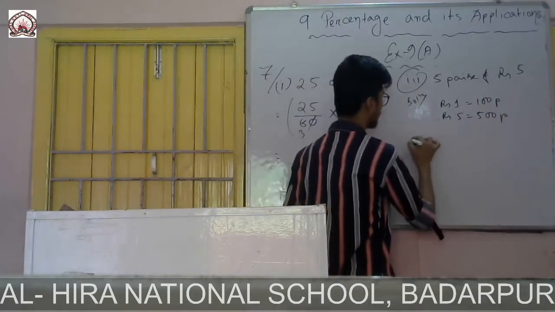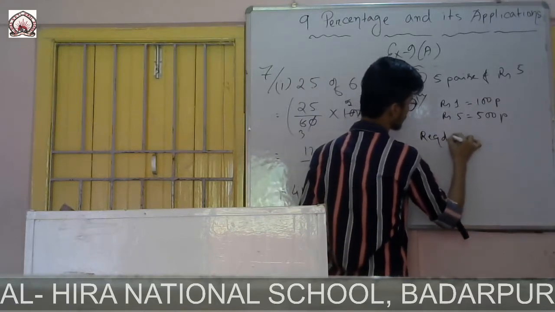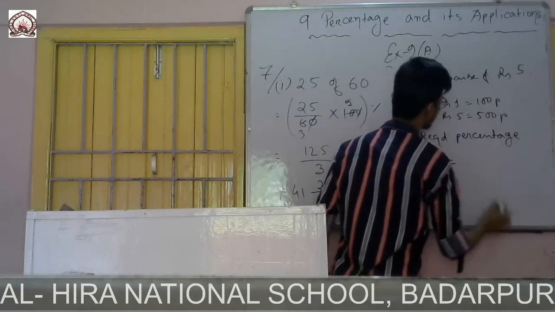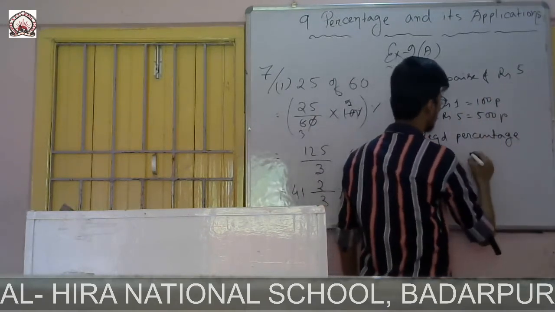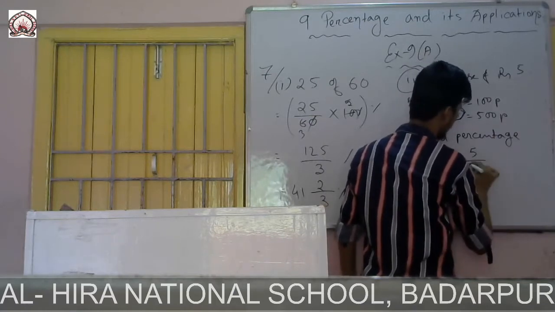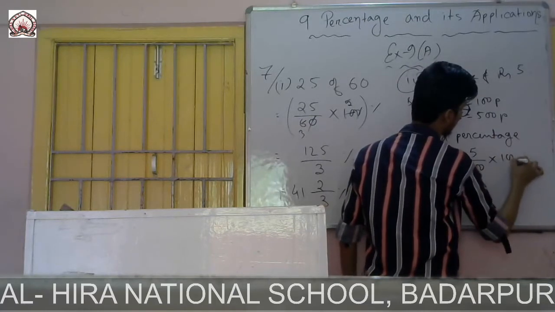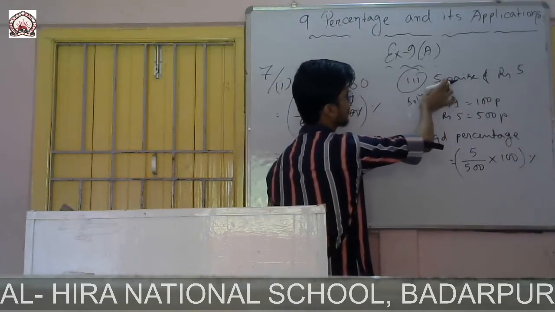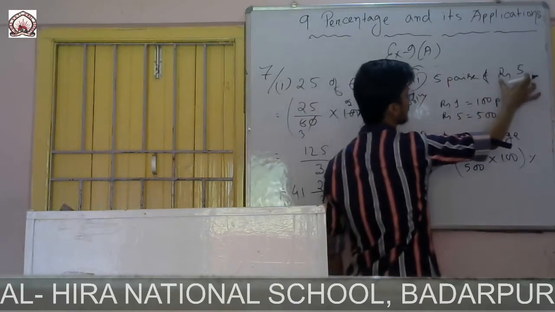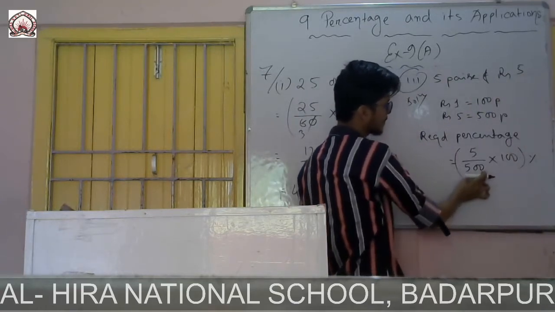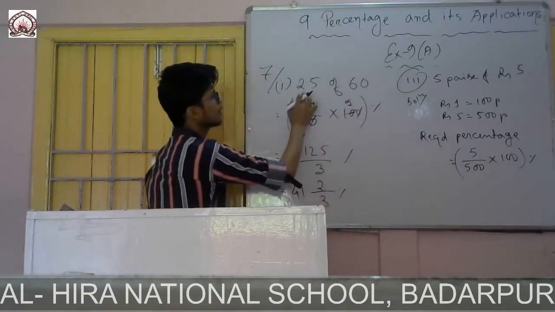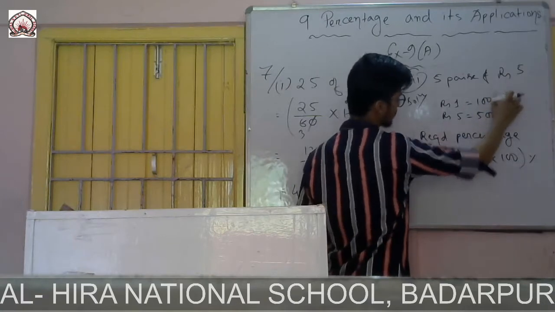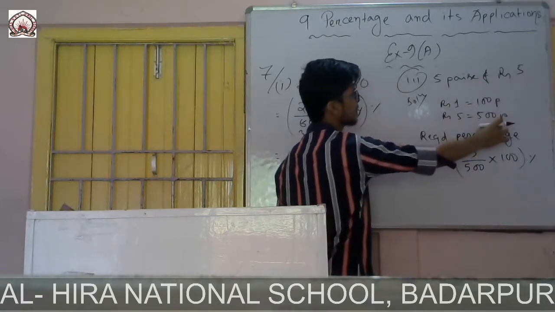So the question is to find the percentage, so you write required percentage equals 5 paise out of rupees 5, that means 5 by 500 into 100. Again you see, I am finding the percentage of 5 paise out of rupees 5. How I did earlier, 25 by 60, there also I will write 5 paise by rupees 5. Since I have to make the unit the same, I will convert rupees 5 into paise.